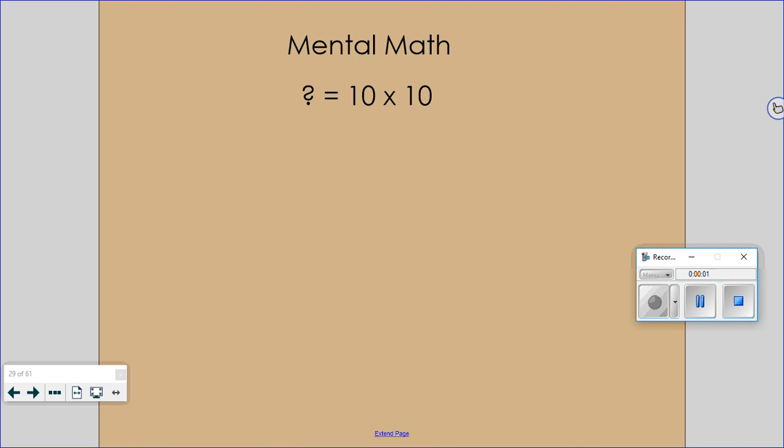Mental math equation. Nope, you're not writing it down. Close your notebook, you're solving this one in your head. Something is equal to 10 times 10. We're trying to figure out that something. Think about what you could do. When you figure it out, raise your hand.